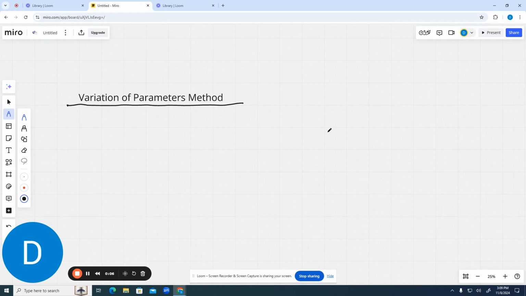Today I want to be going over how to solve differential equations using the variation of parameters method. Okay, so firstly, let's think about this equation here. Let's say y double prime minus 4y prime plus 1 equals t to the 1/2 e to the t halves. All right.